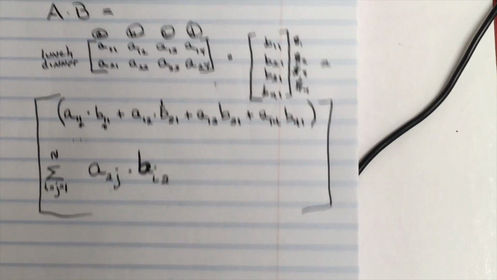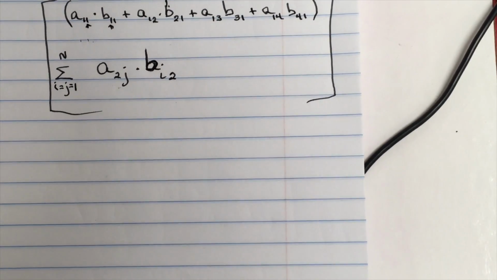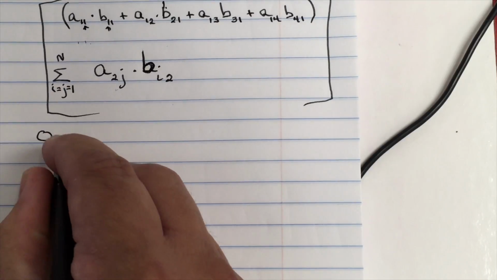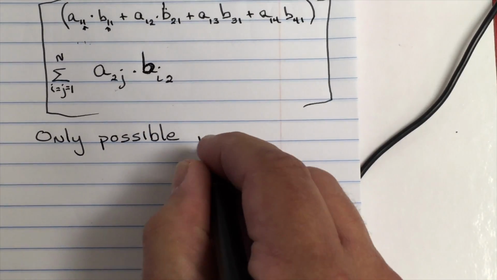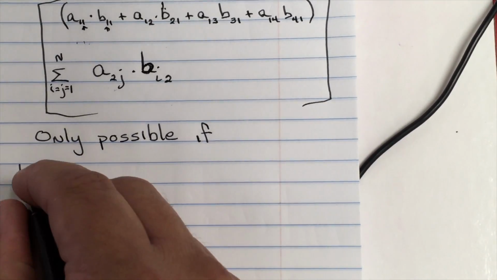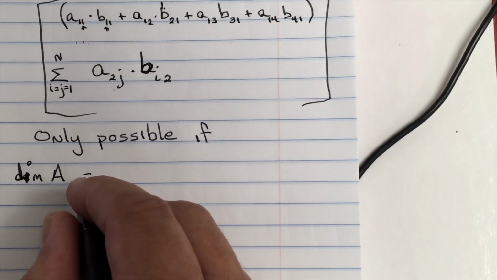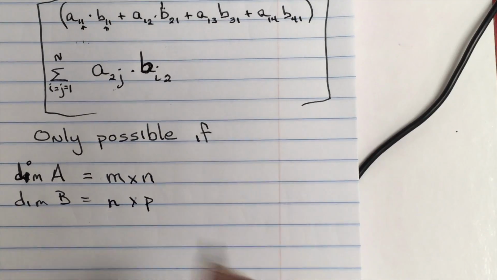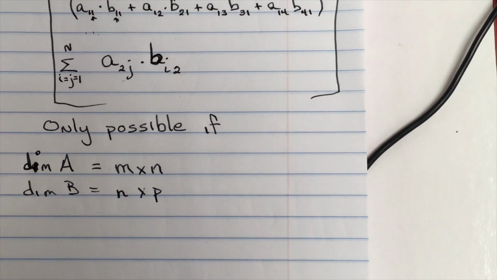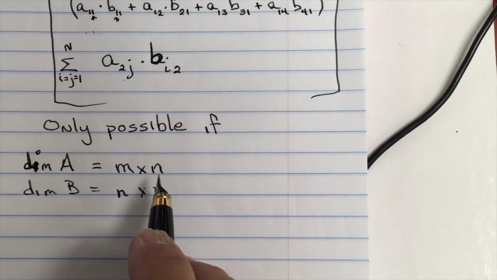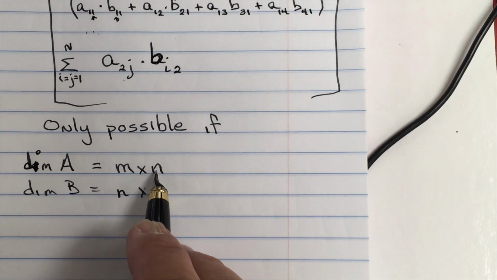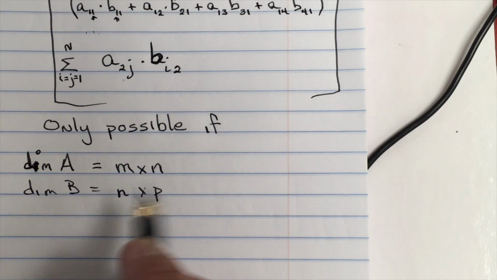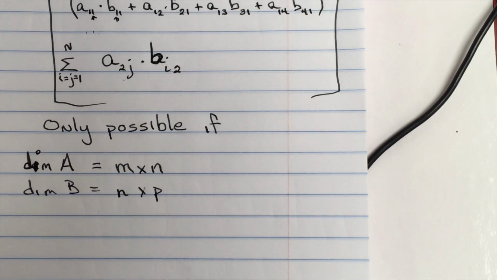That means that this is only possible if the dimensions of A are equal to, let's just call it m by n, right? They could be anything. And then the dimensions of B has to be n by p. When we go to do this multiplication, we're going to multiply each member of the column in the first one times its corresponding member in the row of the second one.